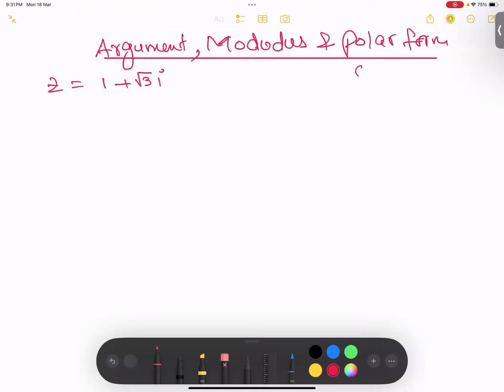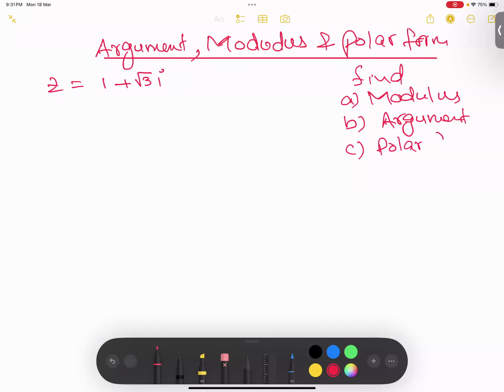What questions can he ask you? Number one, part A, find the modulus. Part B, he can ask you the argument. And part C, he can ask you the polar form. And lastly, I need to find out z.